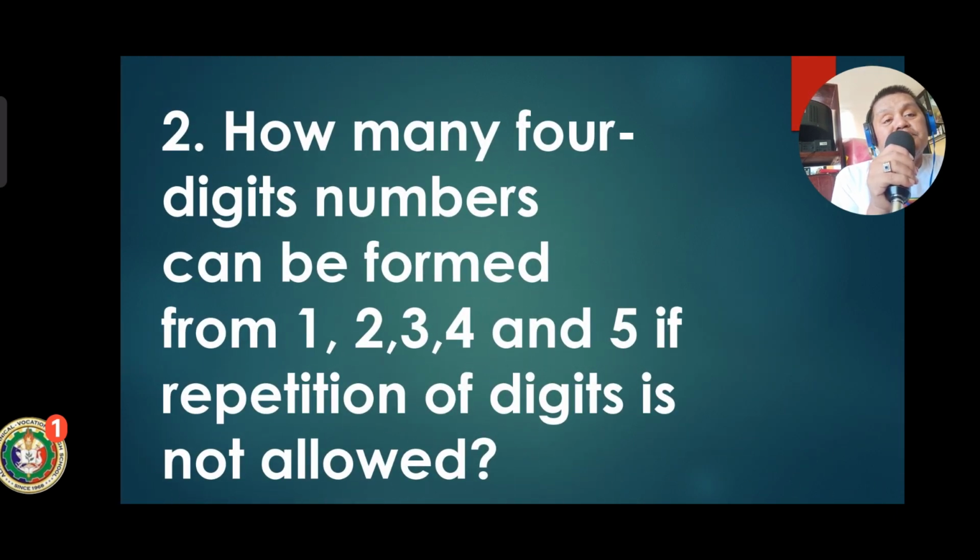Number 2. How many 4-digit numbers can be formed from 1, 2, 3, 4, and 5 if repetition of objects is not allowed? So repetition of digits is not allowed. So it is not possible for the 1 to repeat, the 2 to repeat, and so on up to 5 repeating. So you can form a 4-digit number without repeating the digits.